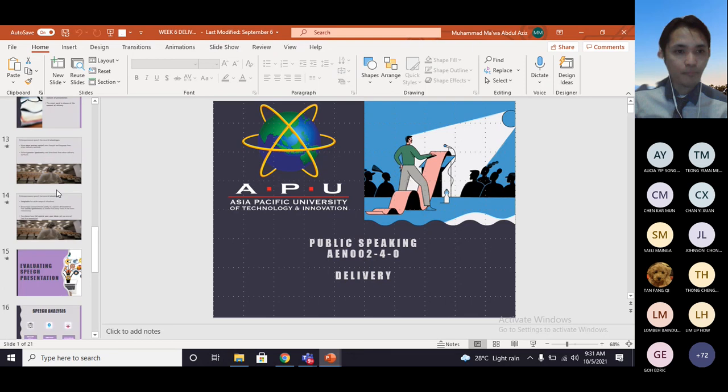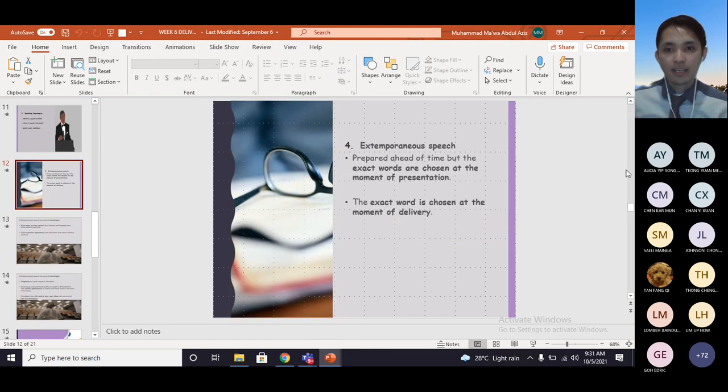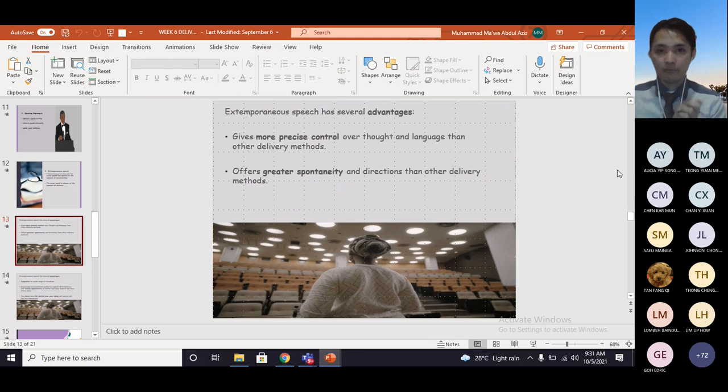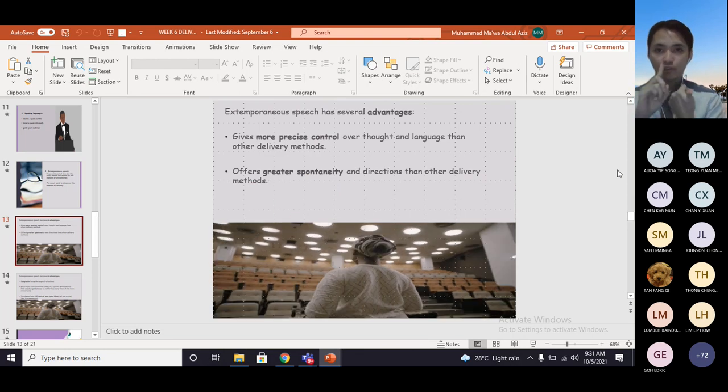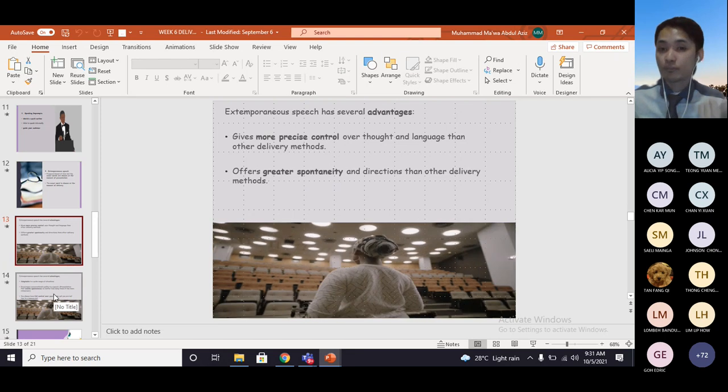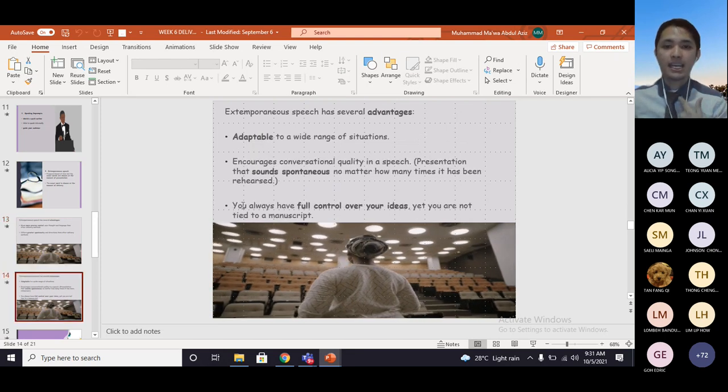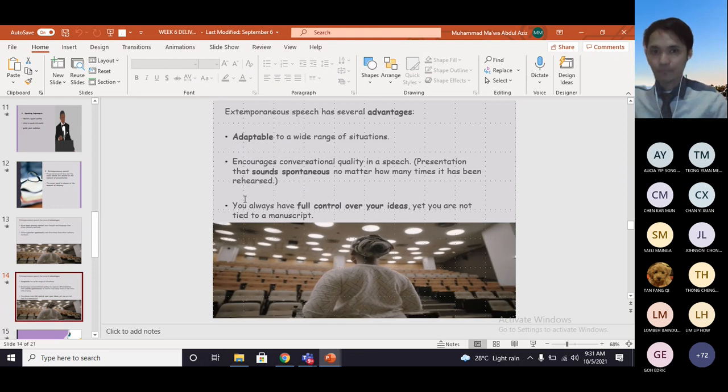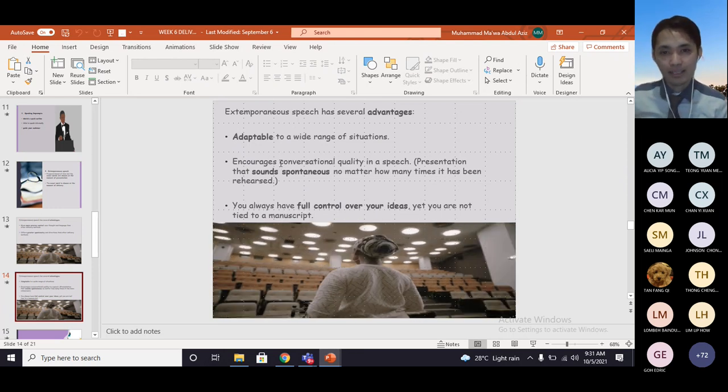And extemporaneous speech is here. This is where you prepare, but during the speech, you might change a couple of words you include in the speech. And there's a lot of advantages here. It gives you a lot of control. It makes your speech sound more spontaneous. Okay, you are also able to adapt to different situations. And most of you answered this one.